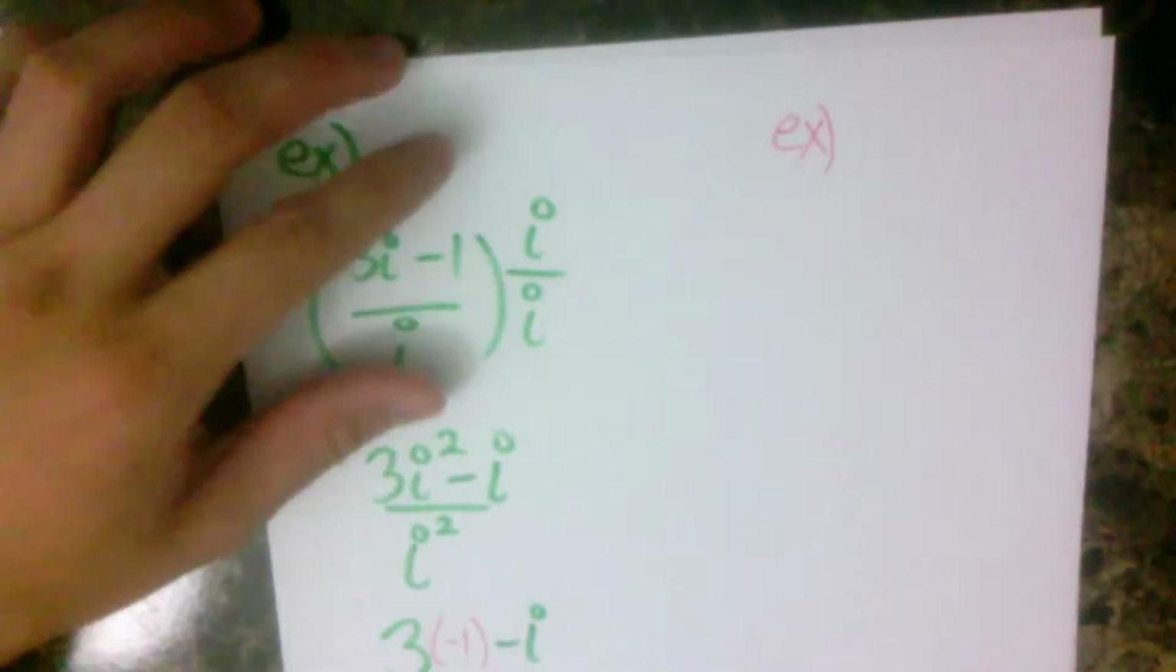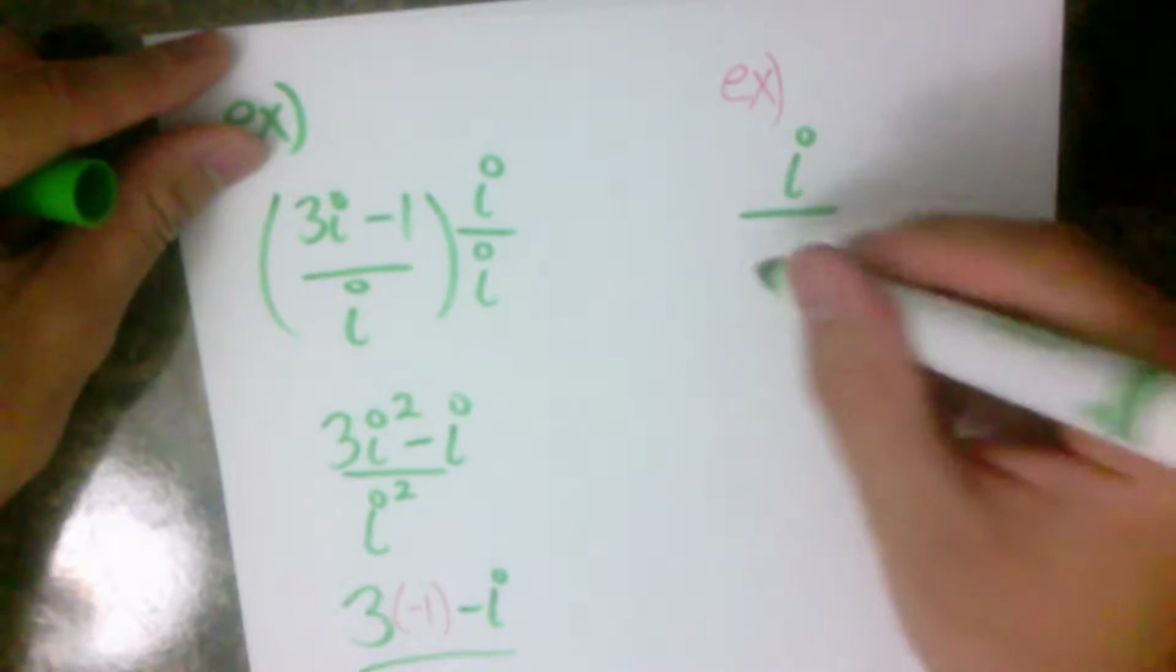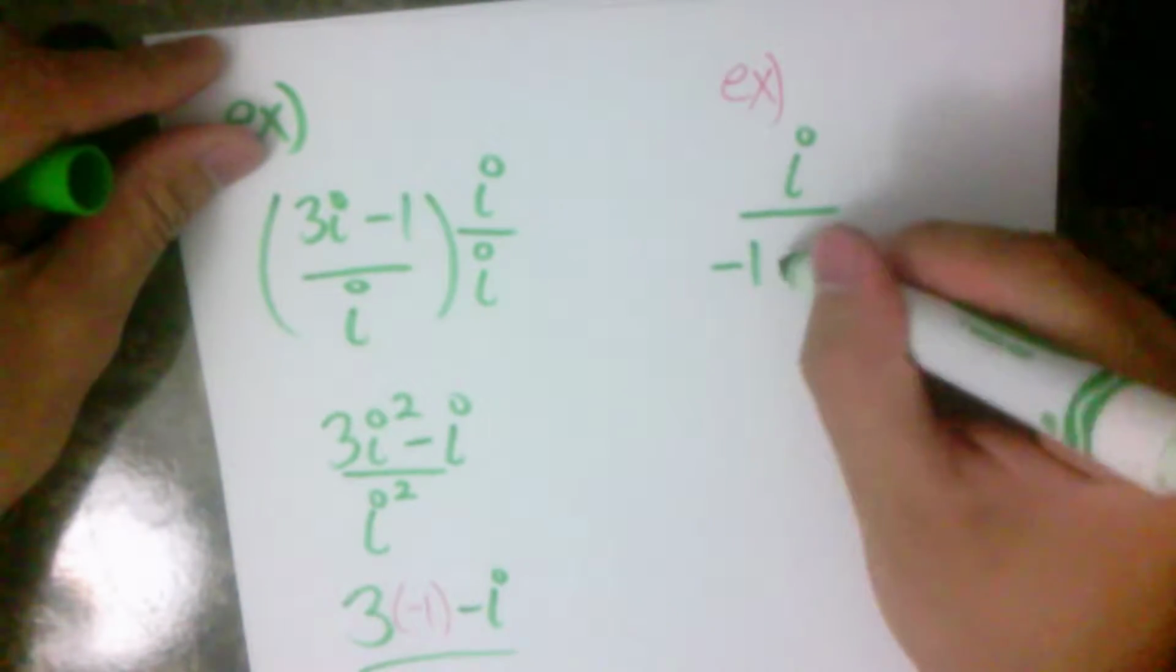But what if you don't have a regular i? What if it looks like this instead? Let's go ahead and flip this. I'm going to put it upside down. And I'm going to do it like this.